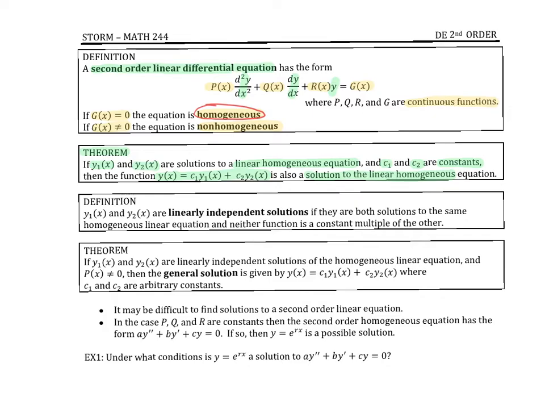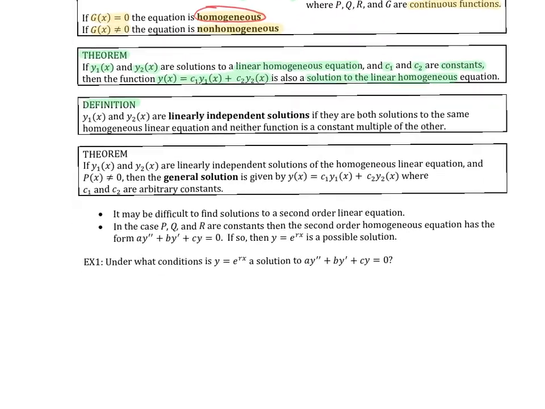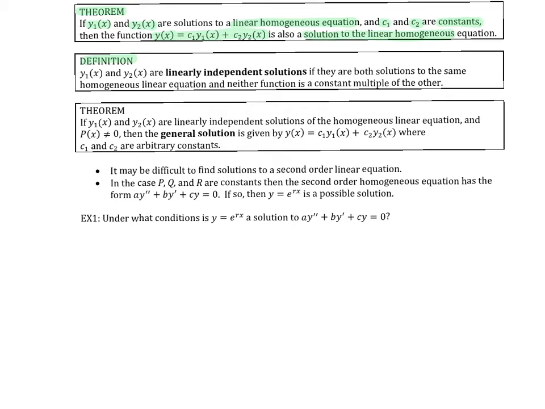Right, so we're going to look at this definition now and it's going to classify our solutions. So let's say that we do have two solutions. We say that the solutions are linearly independent solutions if they're both solutions to the same homogeneous linear equation, and neither of the functions is a constant multiple of each other. Okay, so this y sub 1, y sub 2, both solutions to the same equation, but they're not multiples of each other. And that's nice if you do have linearly independent solutions.